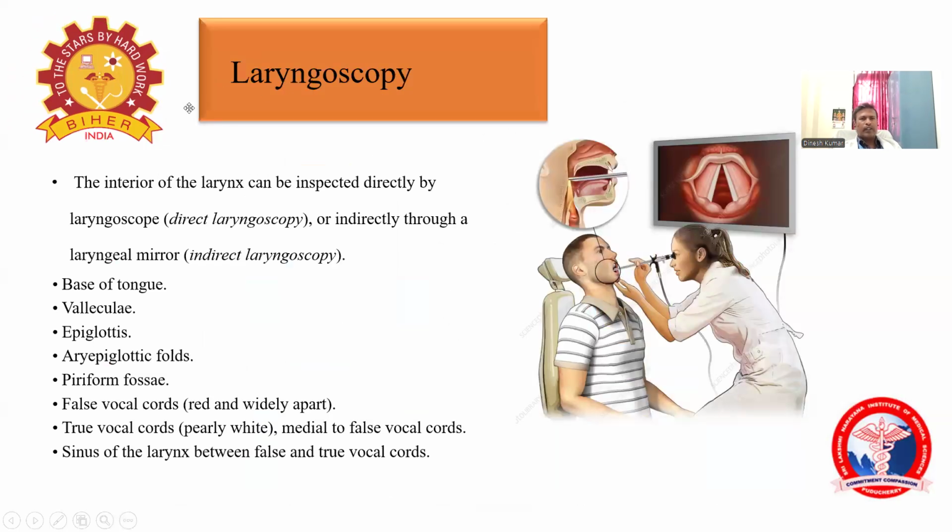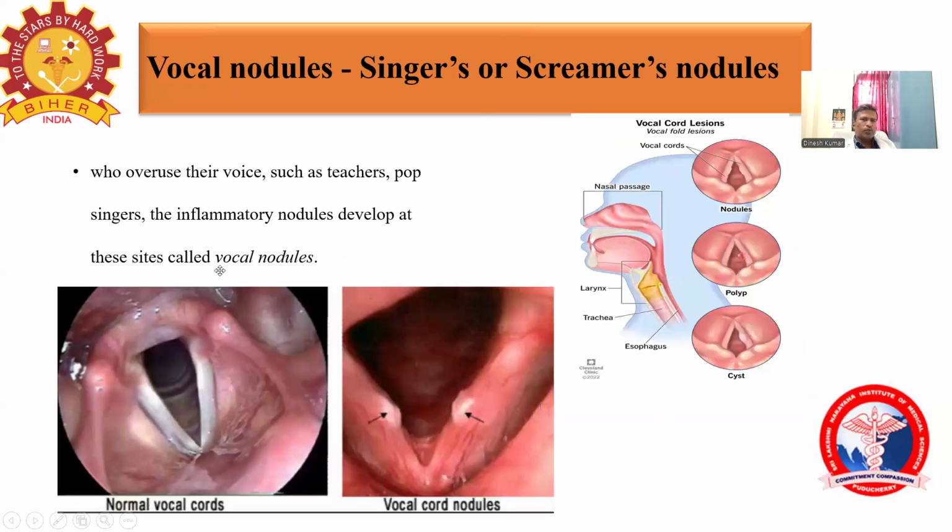The last one is laryngoscopy. The interior of the larynx can be inspected directly by the laryngoscope or indirectly through the laryngeal mirror: base of tongue, vallecula, epiglottis, epiglottic fold, piriform fossa, the false vocal cords, true vocal cords, and sinuses of the larynx between the false and true vocal cords.